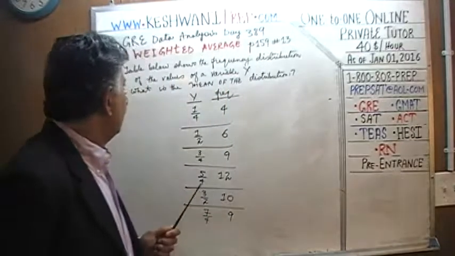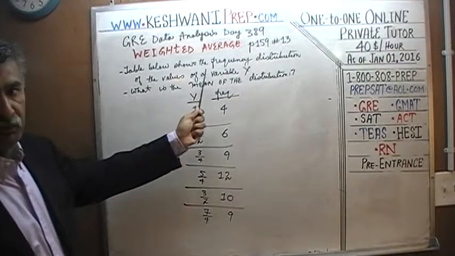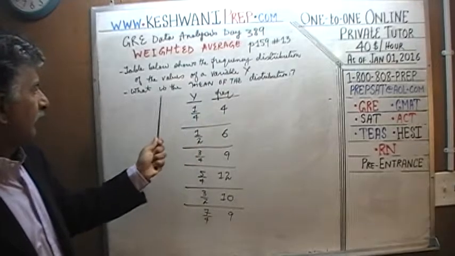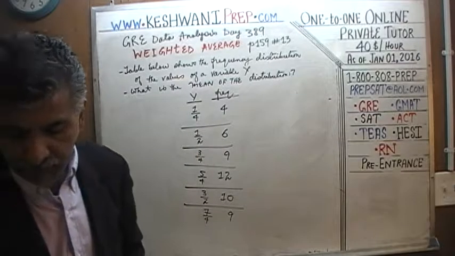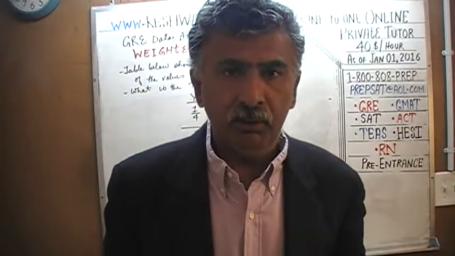Here we go. We are told that the table below shows the frequency distribution of the values of the variable y. What's the mean of the distribution? That's what it is. Give it a shot. I'm going to give you 5 seconds for you to be able to pause and unpause the video. Okay? Here we go.